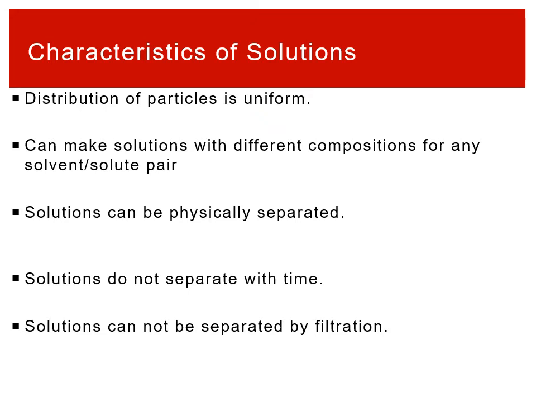So solutions have some important characteristics. First, the distribution of particles is uniform. That's just another way of saying it's a homogeneous mixture. That mixing is at the molecular level. That's really important for chemical applications because if we're trying to, say, run an experiment in a solution, we want that experiment to be happening evenly throughout the solution. We don't want to worry about where this reaction is happening. We want to have control.